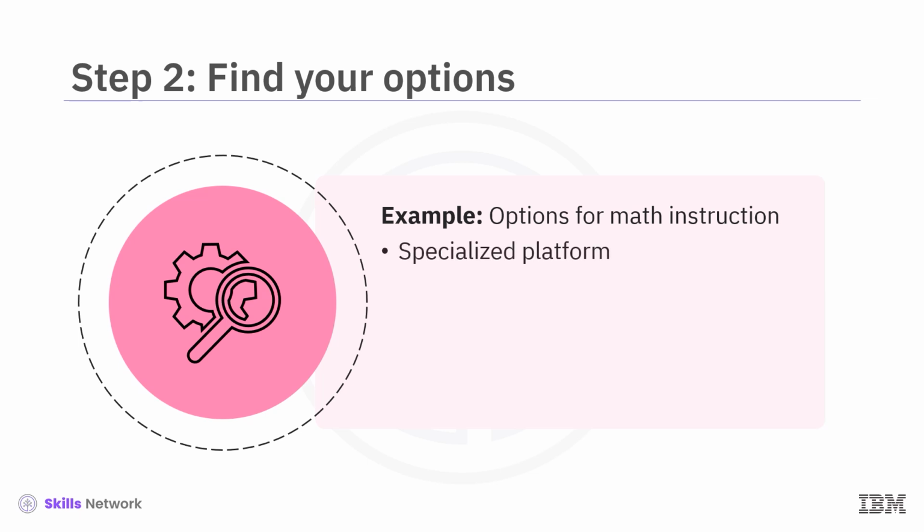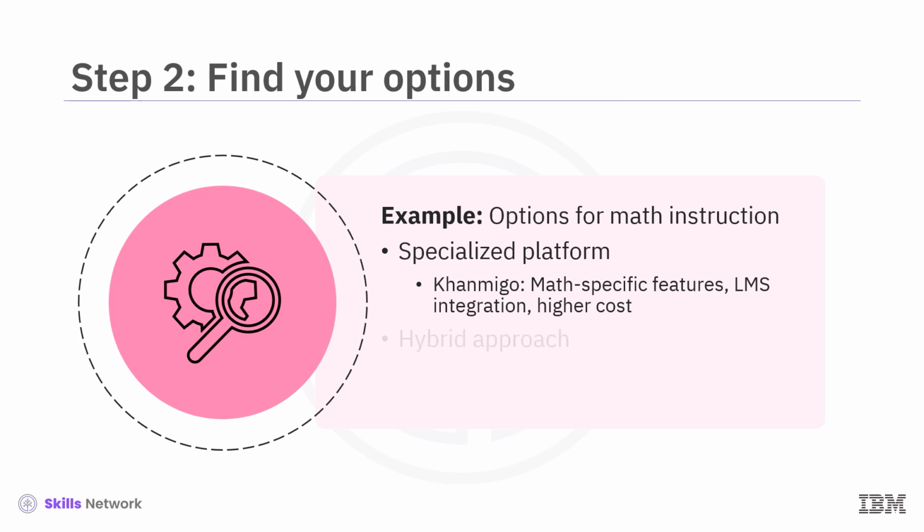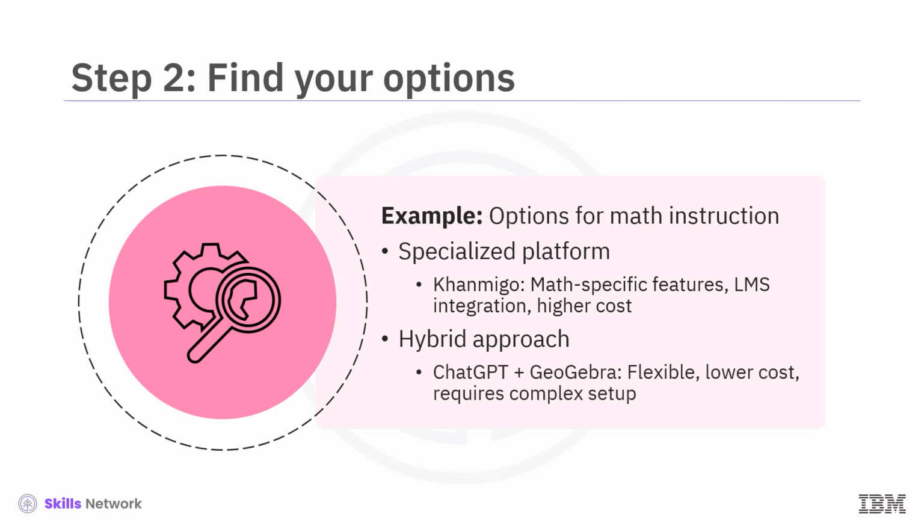Let's consider an example of math instruction and compare the possible tool options. If you select a specialized platform such as Khanmigo, it has math-specific features and offers LMS integration, but it is expensive. If you select a hybrid approach that combines ChatGPT and GeoGebra, it will offer you flexibility and lower costs, but the setup will be complex.